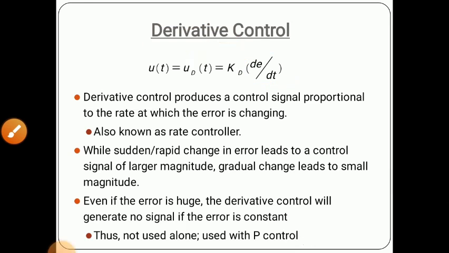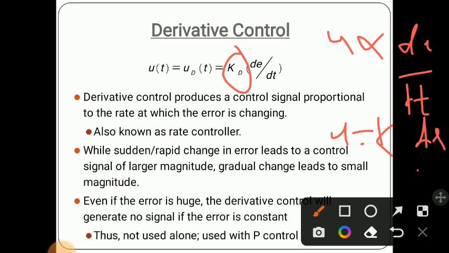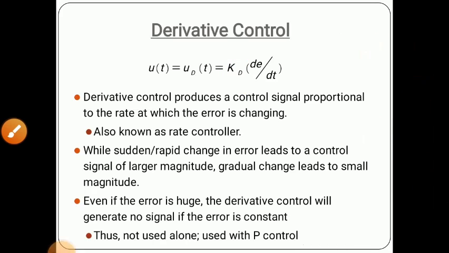Now here the constant of proportionality is kd, which is called the derivative time. As you write, u is directly proportional to dE by dt. If you introduce the constant of proportionality, then it will be u equals kd into dE by dt. So derivative control produces a control signal proportional to the rate at which error is changing. It is also known as a rate controller.